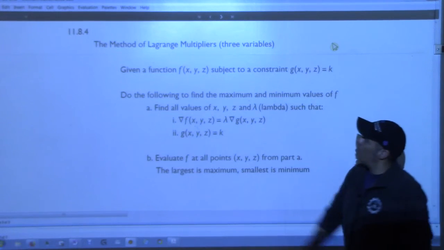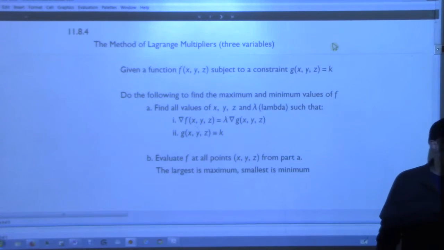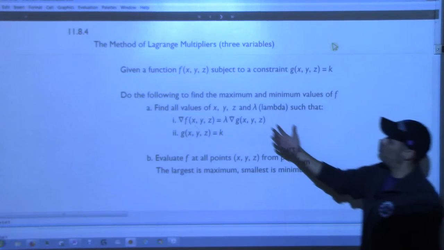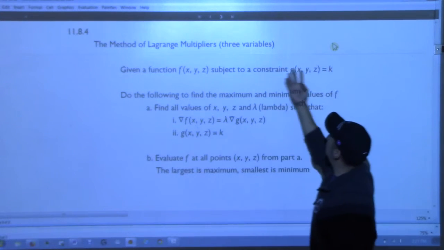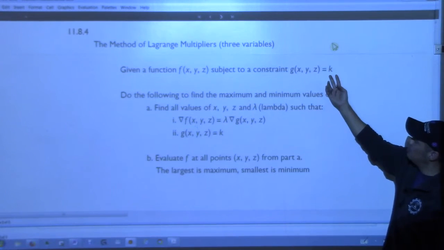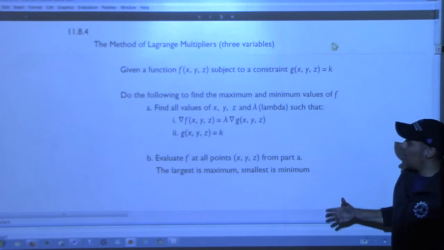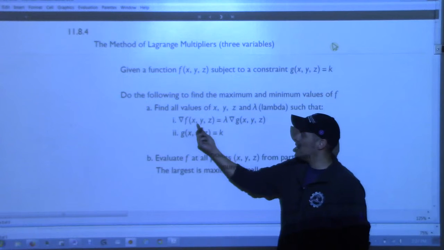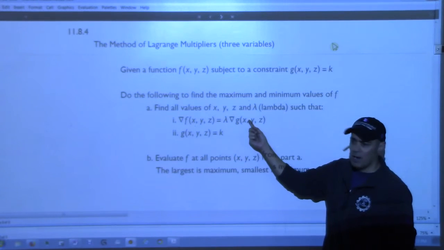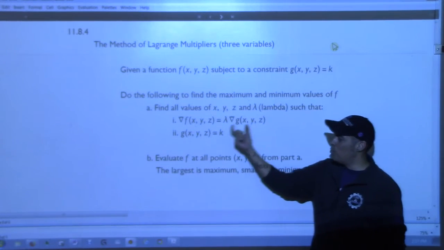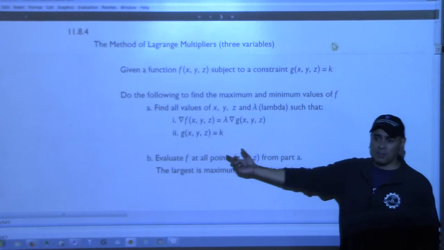Lagrange, the great thing about Lagrange is it extends. So if you have a function of 3 variables, subject to a constraint equal to a constant, where your constraint function is now in 3 variables, then it's the same exact process. You just want to know when the gradient of f is equal to lambda times the gradient of g. And then you want to make sure that your constraint is maintained.